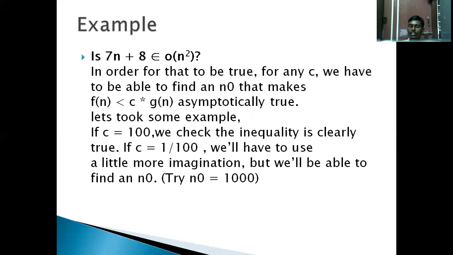And finally, the values should be in such a way that f of n is less than c into g of n. When we substitute the c values and n values, that should satisfy this condition, asymptotically true. Let's take some example. Let's take c equal to 100, 50, 45, 55, anything, and n naught value also. Both should satisfy the above condition, that is f of n less than c into g of n.